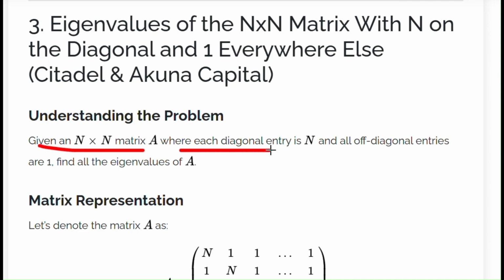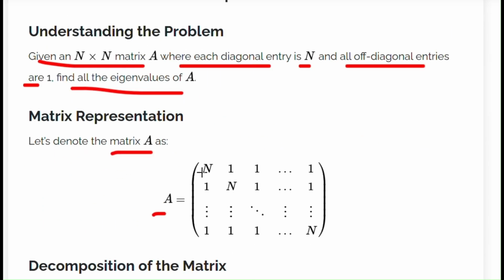Given an n by n matrix A where each diagonal entry is n and all off diagonal entries are 1, find the eigenvalues of A. We have a matrix A with n along the diagonal, all off diagonal entries are 1, and we have to find the eigenvalues of this matrix.